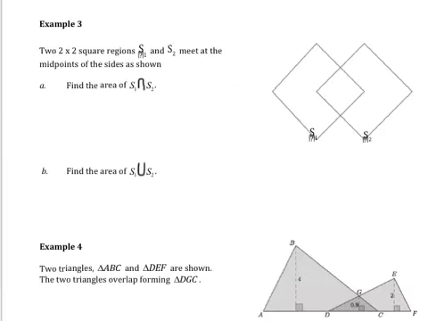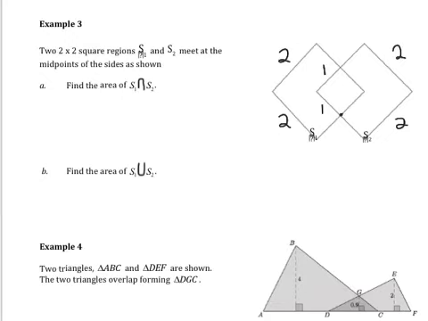So here's where we're going to use those symbols. I have two 2 by 2 square regions, S1 and S2, and they meet at the midpoints of the sides. We just have to ignore that little guy. So the overall lengths are 2 by 2. The outside lengths are 2. If they meet at the midpoints, that means this 2 is chopped in half, so the square in the middle has a side length of 1.